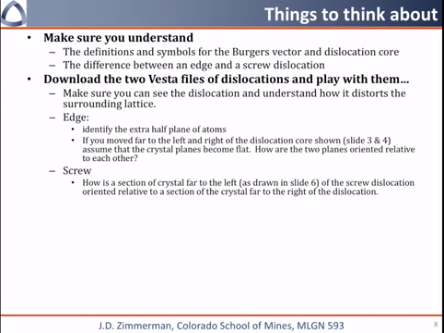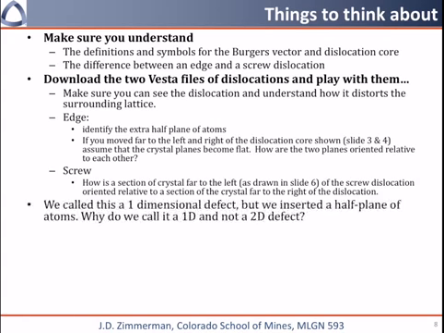For the screw dislocation, if we look at the orientation as drawn in slide 6, how is the section far to the left or far to the right of the screw dislocation? How are those 2 parts of the crystal oriented to each other? I called this a one-dimensional defect, but I inserted a half plane of atoms. If it's a plane of atoms, why did we call it one dimension?